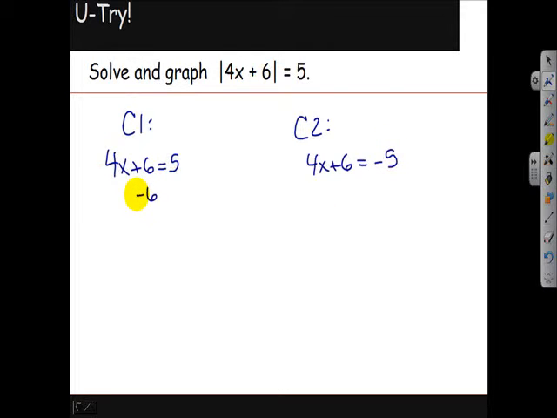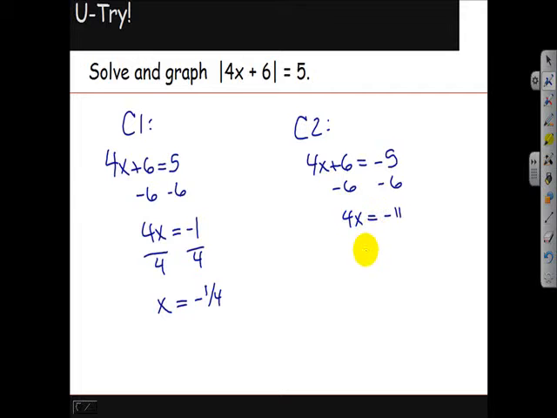On case 1, if I subtract 6, I get 4x equals negative 1, and divide by 4, I'm going to get x equals negative 1/4. On case 2, if I subtract 6, I get 4x equals negative 11, and divide by 4, x equals negative 11/4.